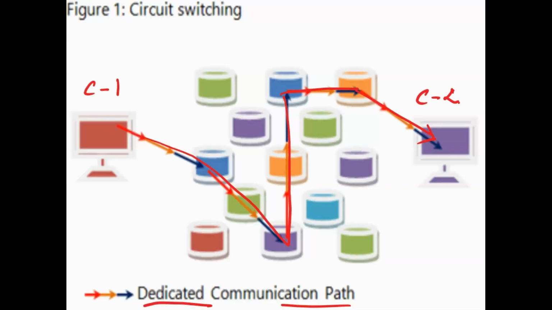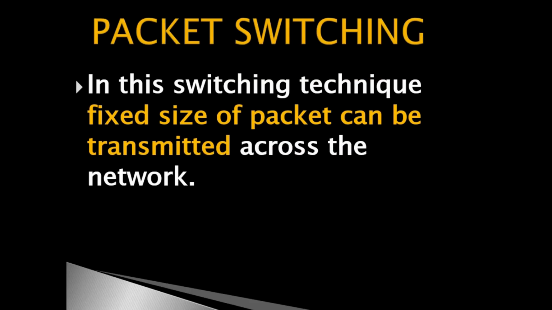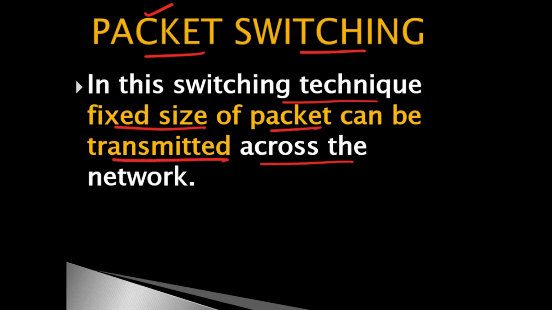Hope you all understand. Let us move on to the next type of switching, called packet switching. The name itself says packet. In this switching technique, fixed-size packets are transmitted across the network. They set the block size of the packet, so this much data only the packet will hold. They allocate the block size, that is a fixed size for the packet, and then transmit it across the network to reach the other computer.